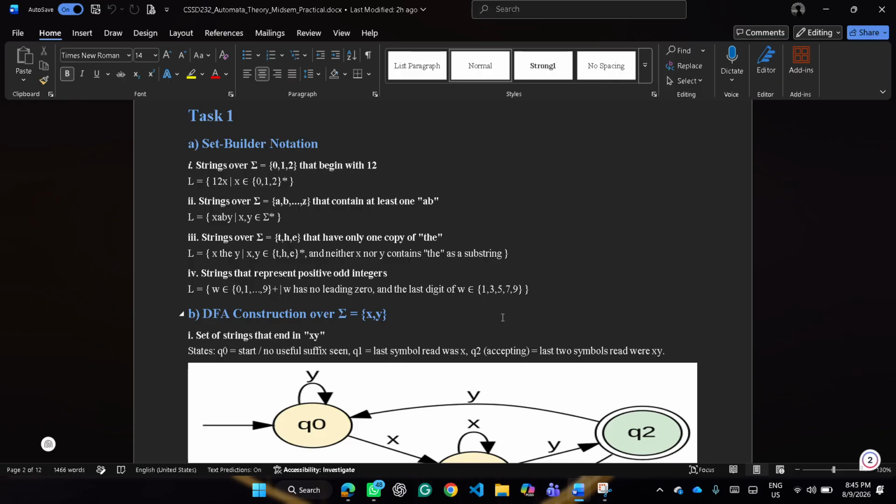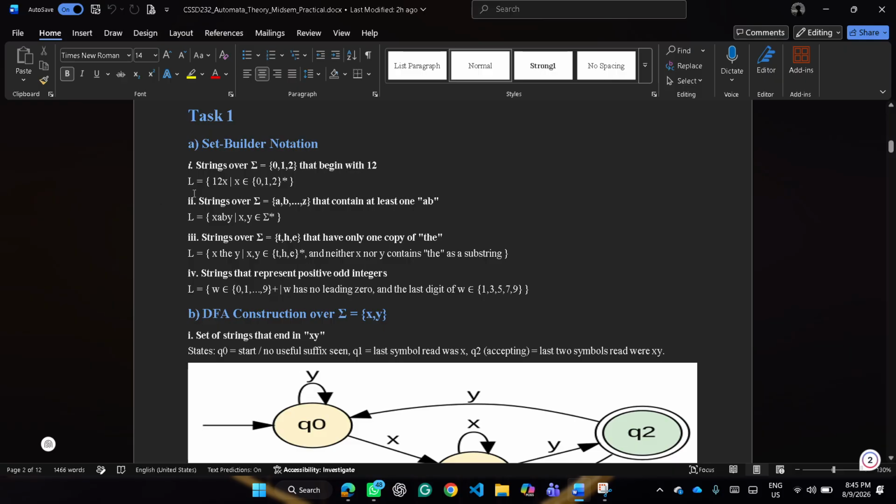The idea here is that the string must start with exactly 1, 2. The initial values of the string have to be 1, 2, followed by other numbers, and after that anything goes. After you get the 12, anything that comes after it is accepted.